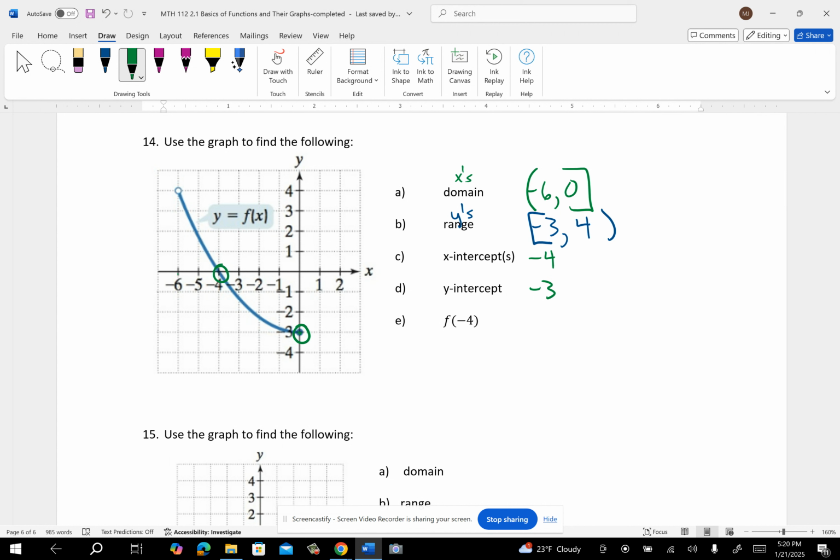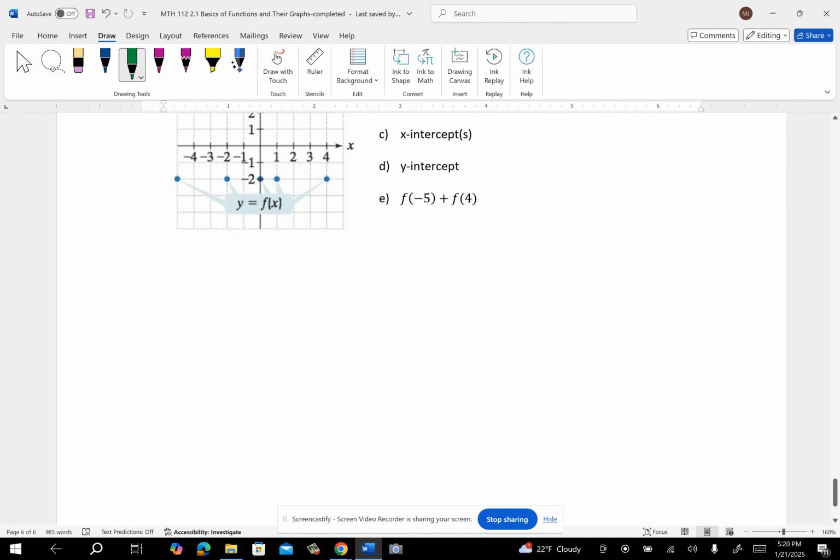Okay. And then f of -4 means if x were -4, what would be the y matched up with it? So I'd go to -4, and I'm right there. And the y matched up with that is 0. So f of -4 would be 0. Okay? All right, let's try 15.